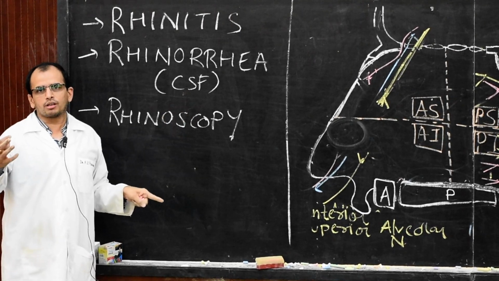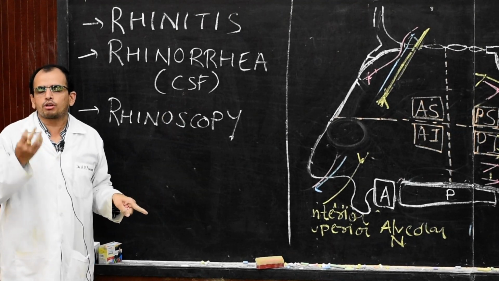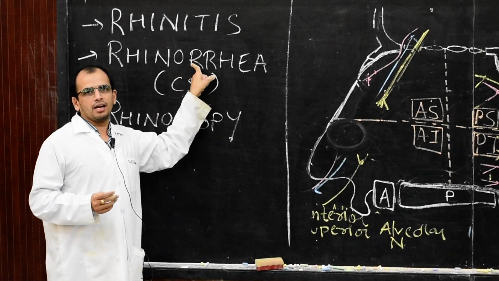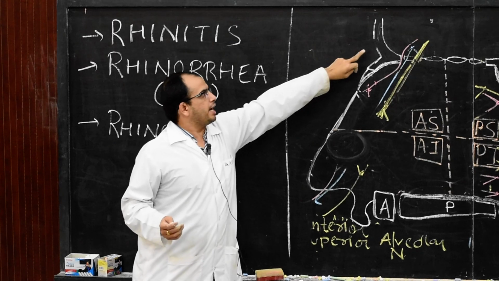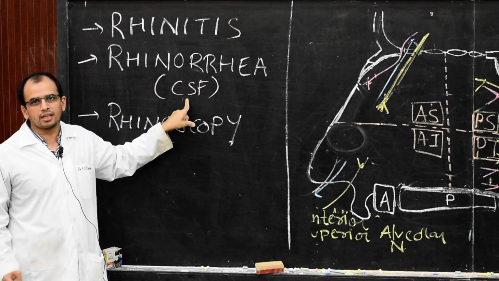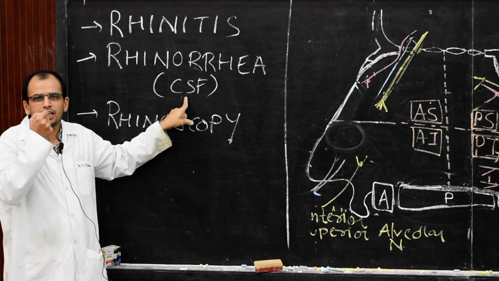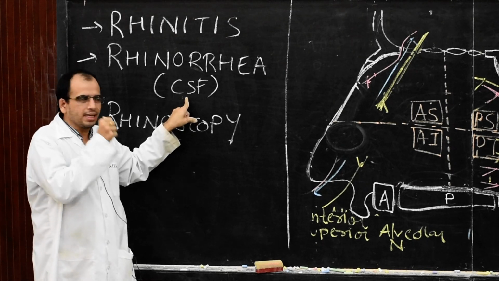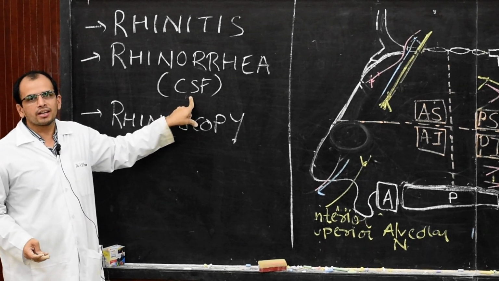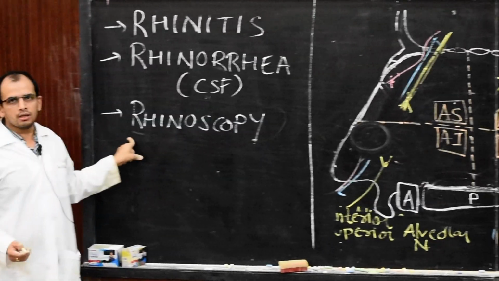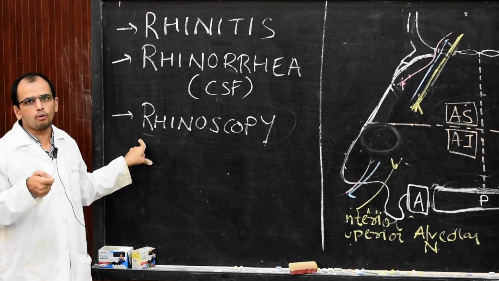The normal sneezing which we have, or you can say watery discharge we have during the seasonal changes, that is the rhinorrhea. But in case of fracture of the anterior cranial fossa, then we can have the CSF rhinorrhea. There will be very thin watery discharge coming out continuously from the nasal cavity, that is called CSF rhinorrhea.